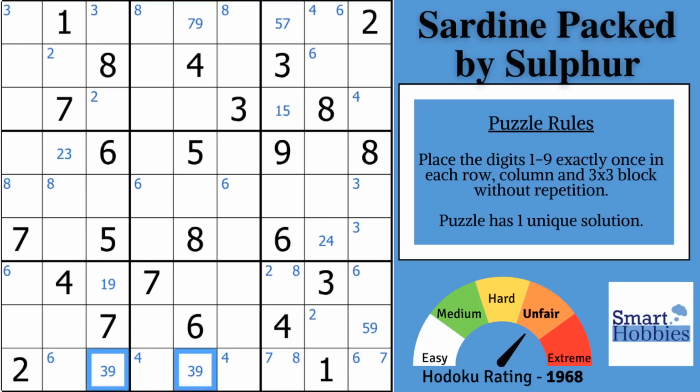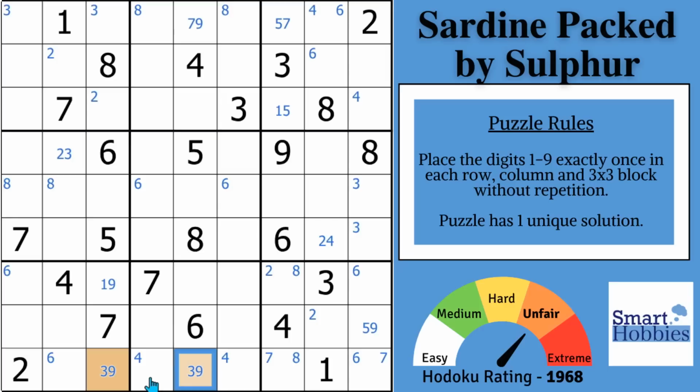Now you notice we have a 3 and a 9 right here, and since they're in the same row, that is a naked pair. The 3 and 9, one has to be here and one has to be there. So you cannot have a 3 or 9 in any other cell outside the orange cells.